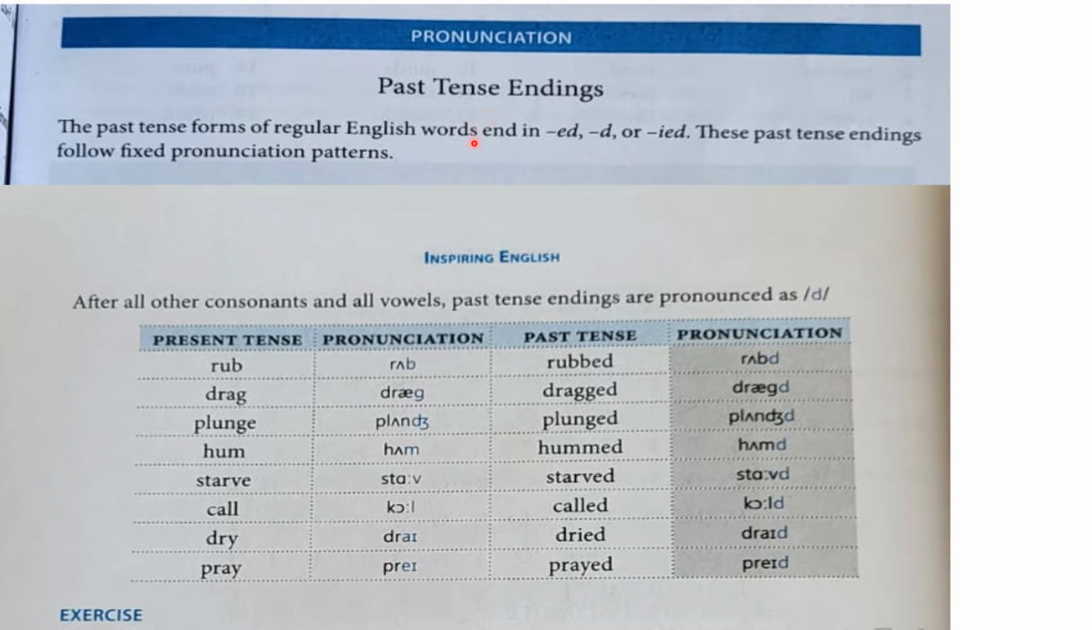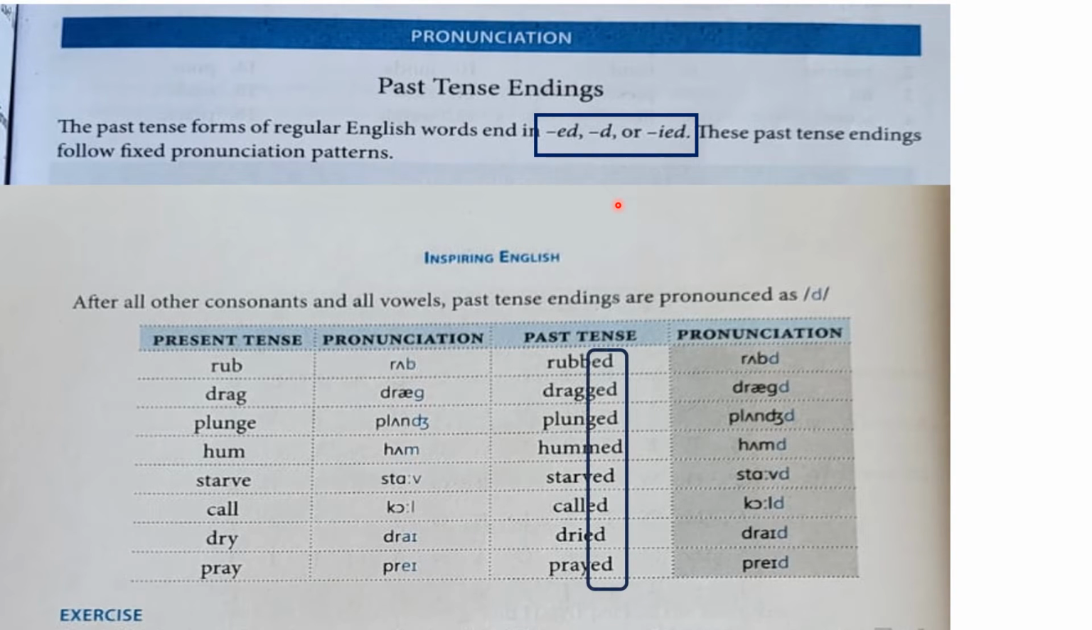We all know past tense is used for actions which are completed, and usually the spelling will be ed or d or ied. When we add these letters, the past tense is formed. For example, rub, rubbed, drag, dragged, plunge, plunged, hum, hummed, starve, starved, call, called, dry, dried, pray, prayed. So all these words with consonant endings have the spelling ed or d or ied. This is the normal rule for past tense.